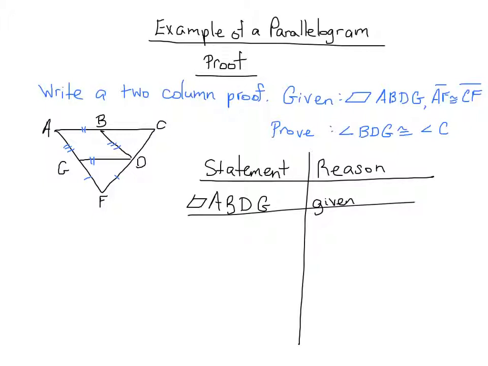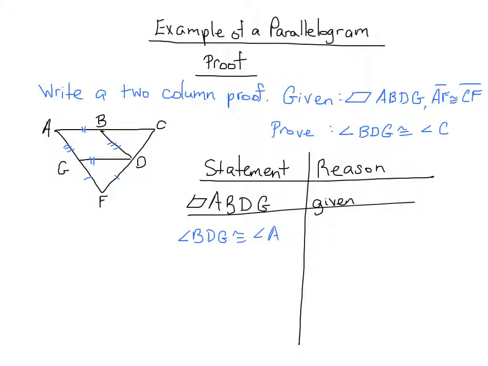The next thing that I want to show is that angle BDG right here is congruent to angle A. And we know that because of the properties of parallelograms that we've recently learned, that opposite angles in a parallelogram are always congruent. So let's write that down. Angle BDG is going to be congruent to angle A.